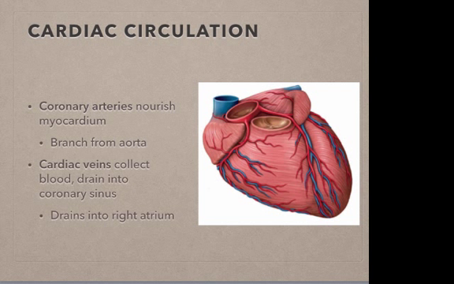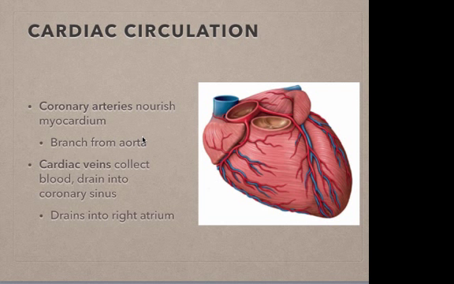The last thing I want to talk about in this presentation is cardiac circulation, and this is just a small branch of the circulatory system that actually nourishes the heart. So the heart is pumping blood, it's filled with blood constantly, but that blood isn't actually nourishing the heart tissue. There's a separate set of veins and arteries responsible for bringing blood to and from the heart muscle.